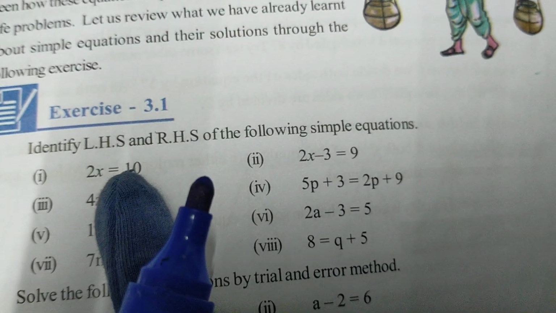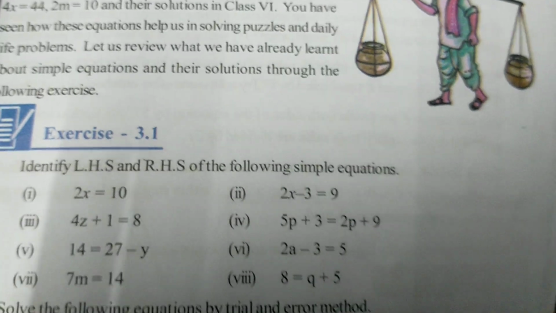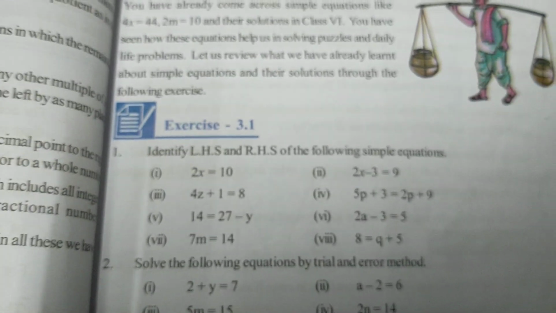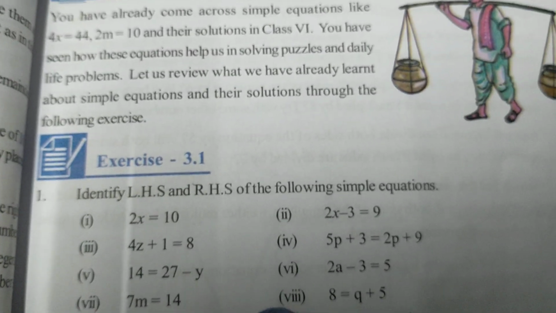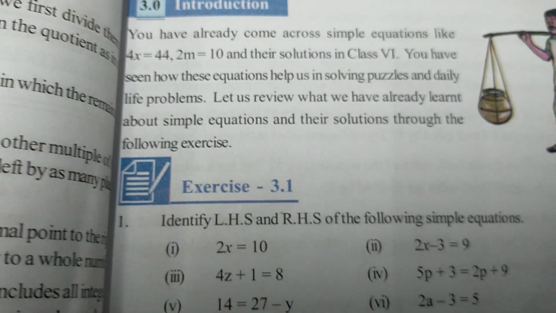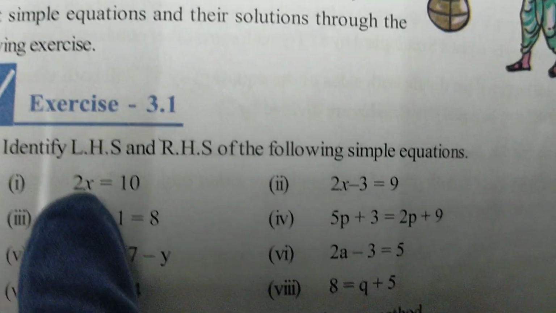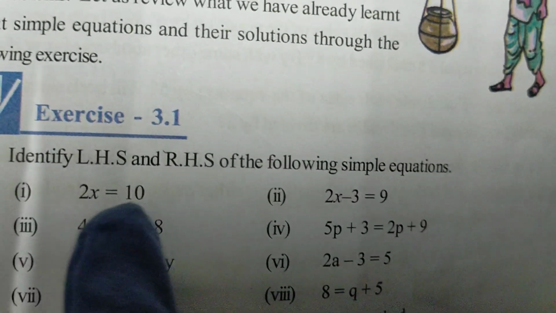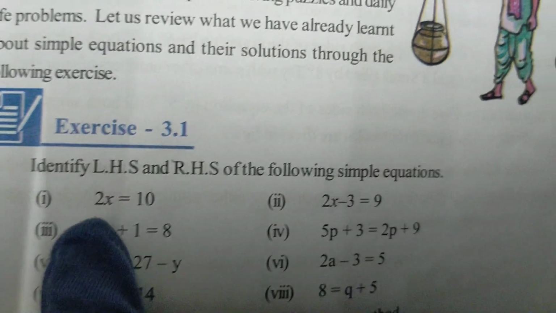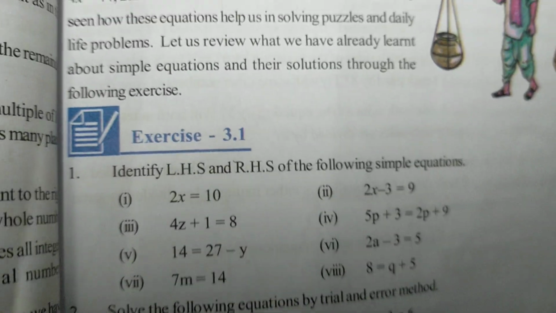So now see the exercise here. 3.1 is identify LHS and RHS of the following simple equations and write it. Very simple, right? They have given the equation. You just have to write what is LHS and what is RHS in it. You will do it? Yes, I think you can do it. See, first one. 2x is equal to 10. So 2x is LHS. 10 is RHS. Simple, right?